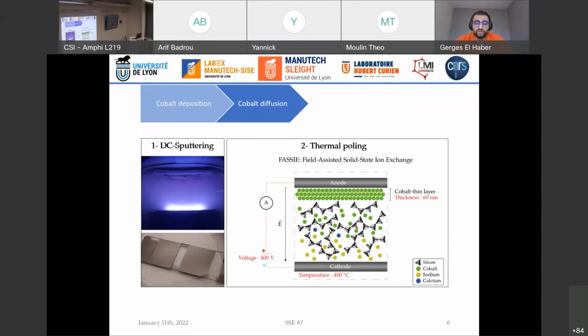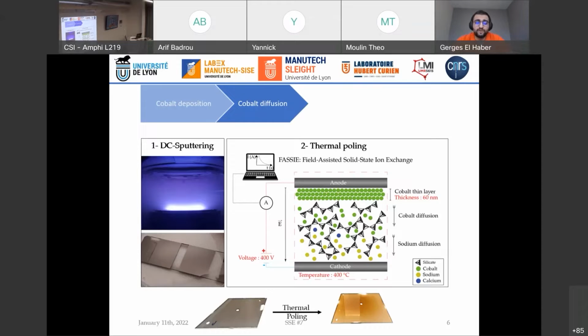This potential difference will induce an electric field, and this electric field will push the sodium cations in the direction of the cathode, resulting in a depletion region where the cobalt will diffuse in order to fill the empty volume. Due to the ion exchange, an electric current is measured to track the progress of the process. We can observe visually the difference in colors before and after thermal poling.